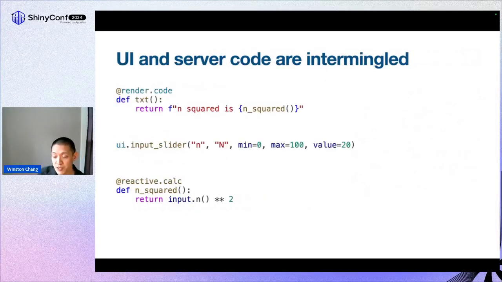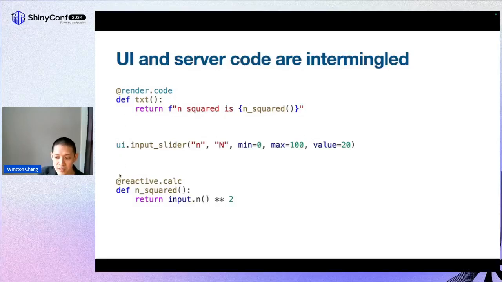Okay, and I mentioned this previously, but I'll say it again. The UI and the server code are intermingled. You can mix them together. This is server code. This is code that does something on the server in response to reactive inputs. So you say render code, and you give it a function, and then right next to that, or below that, you can say input slider, and it'll put the correct UI elements on the page.